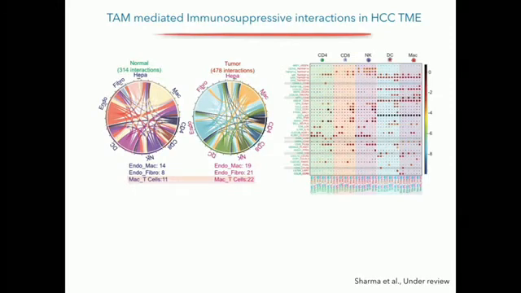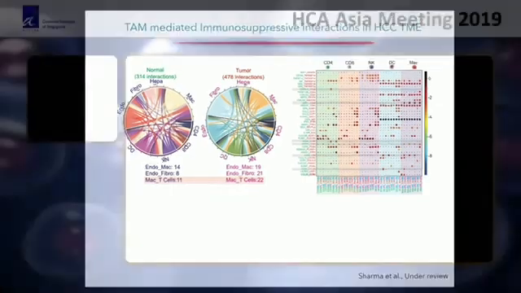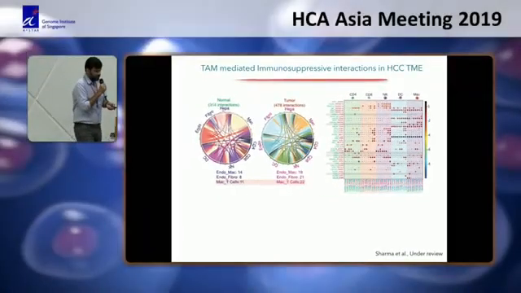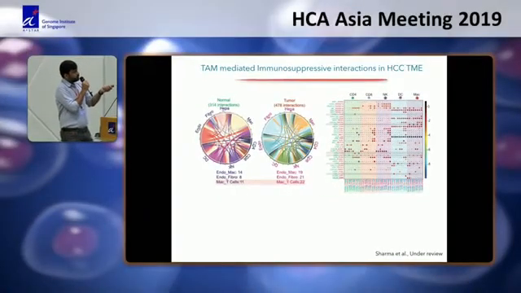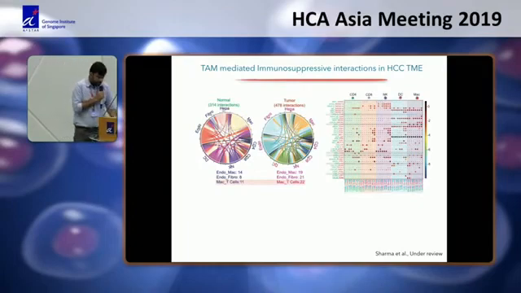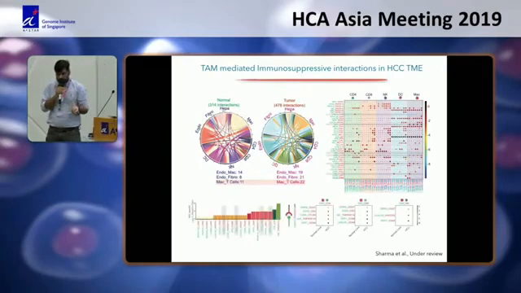But before that, we just looked at this in a very holistic way. How many interactions are there in normal versus tumor? Which kind of interactions are increasing in normal and tumor? So when we did this analysis, we found that there are twice the number of interactions between macrophages and T cells in tumor compared to normal. And when we specifically look into these interactions, we found these interactions were immunosuppressive in nature.